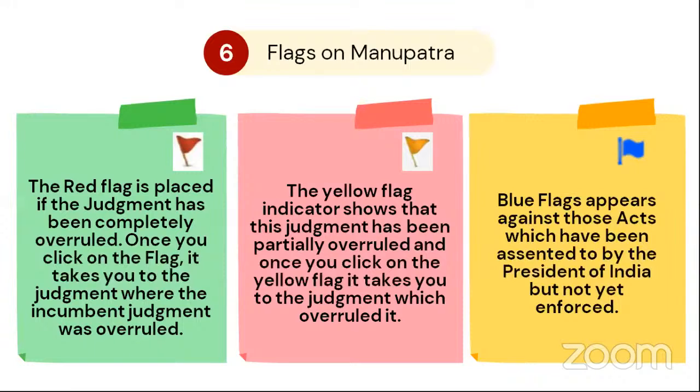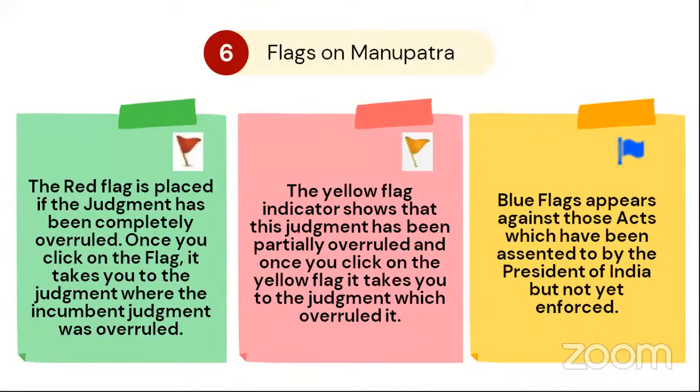So how do you go about finding whether a judgment has been overruled or not? So all you need to check is from the results page on Manupatra if there's a red flag mentioned next to the judgment name. Furthermore, if a judgment has been completely overruled, there would be a red flag there. But however, there are a lot of judgments where it hasn't been entirely overruled, but a part of it is overruled. So if you want to see that, a yellow flag would be there.